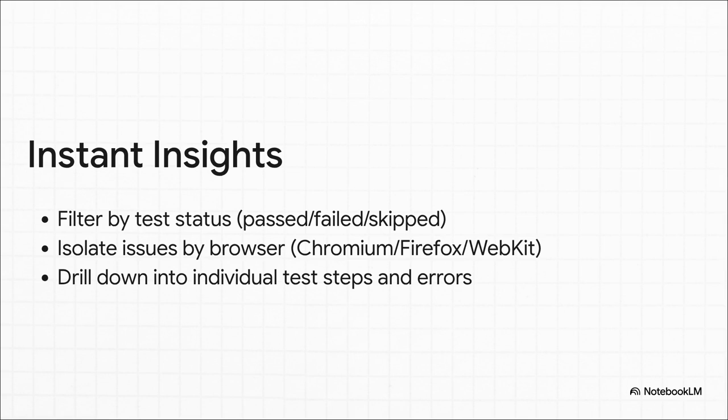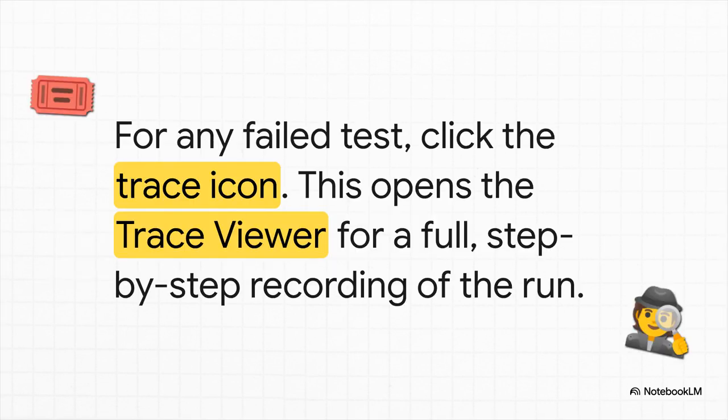But here it is, the secret weapon for those baffling CI failures. Next to every failed test, you're going to see this tiny little film strip icon. That thing is your golden ticket. Clicking it opens the Playwright Trace Viewer, and this is your superpower. With just one click, you go from a high-level summary straight into a granular, step-by-step video replay of the failure. No more guessing what happened on CI.